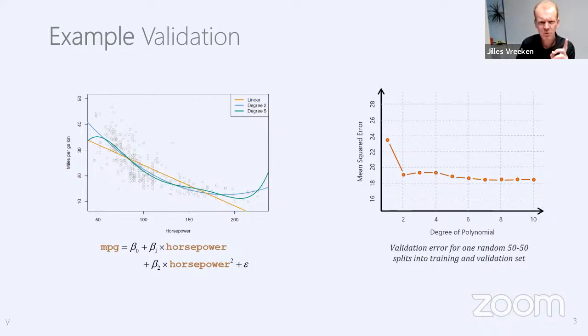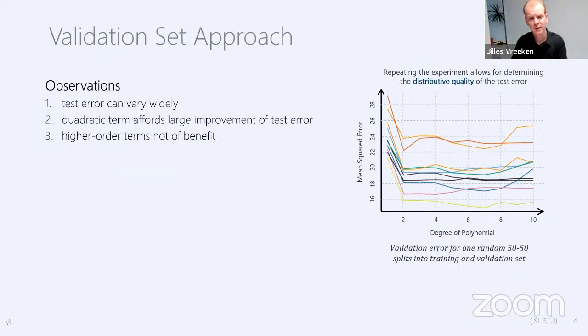Now, that was just one split, right? Once we split the data into two halves, what if we do it another time? Are we going to get a different result? Is it stable? What is the variability of this statistic? Well, here we did it 10 times.